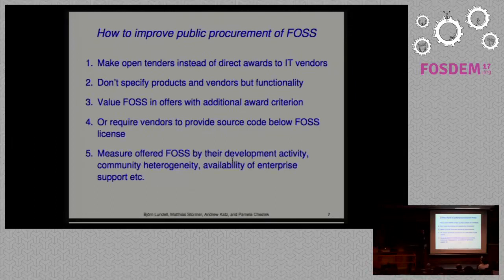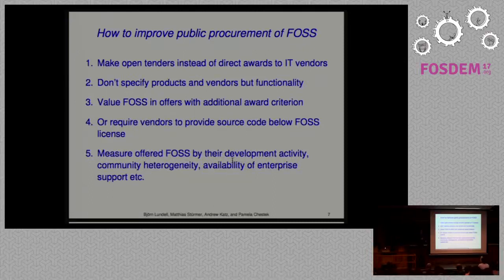What could be improved? For example, the first thing is that agencies should first of all run a public, open tendering process and not do direct awards. The second thing is, of course, don't specify any products or vendors, but only say what functionality they need.